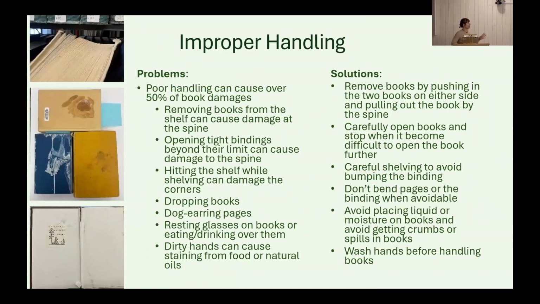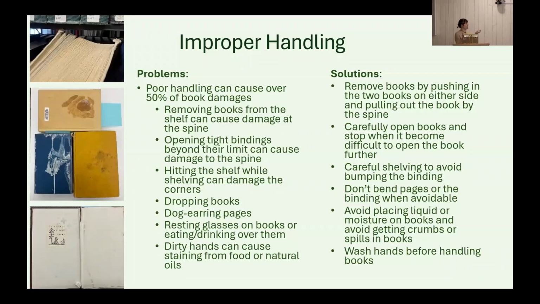And then, especially working in a library, we see this a lot. Improper handling causes the majority of damage. So if you can handle your books nicely, this will really help ensure that they're around for a while. So taking books off the shelf can cause damage at the spine, especially if you're pulling a book off the shelf from the head. You can start ripping the material where you're putting that pressure.